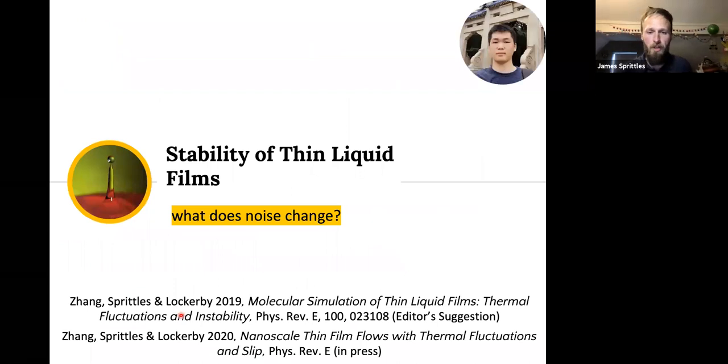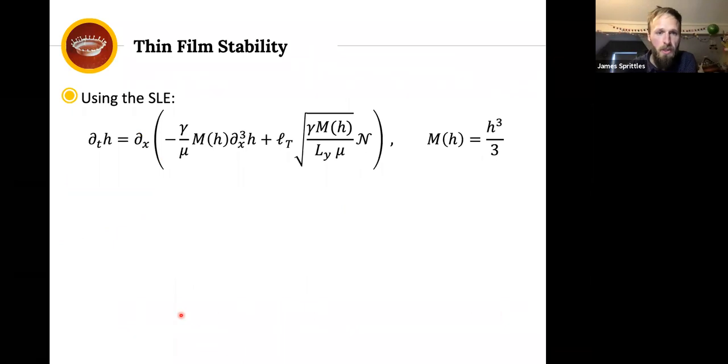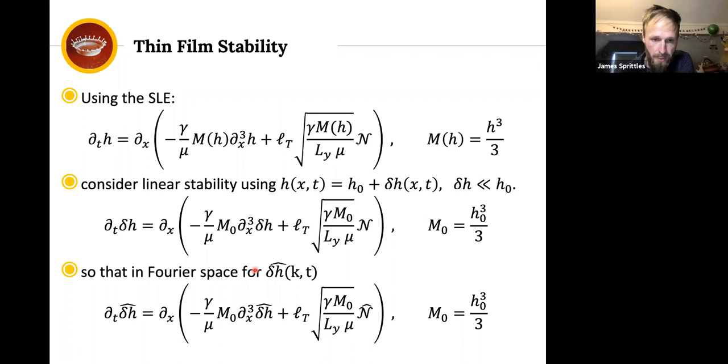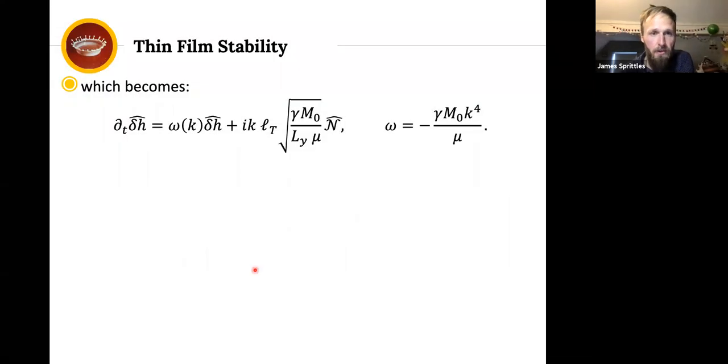Okay, so the first obvious thing to look at is the stability of the thin film and think about what changes when we have fluctuating terms. So we take our SLE, which looks like this. We consider linear stability as we always would, some height plus a perturbation. We go into Fourier space and we end up with a nice looking PDE like this.